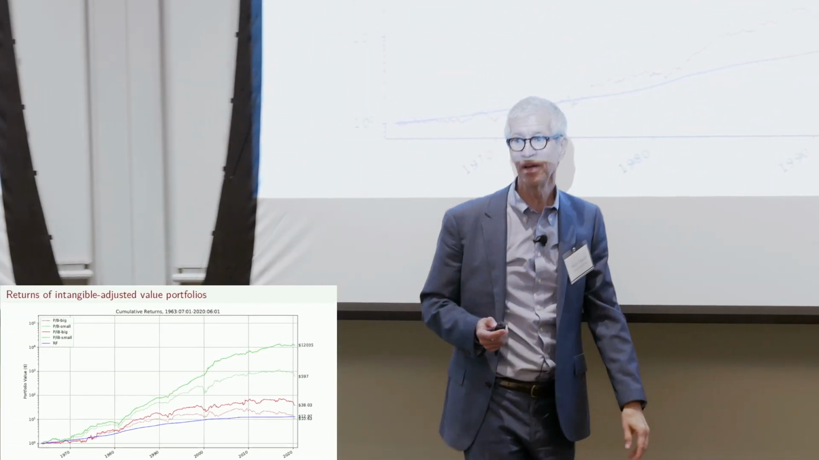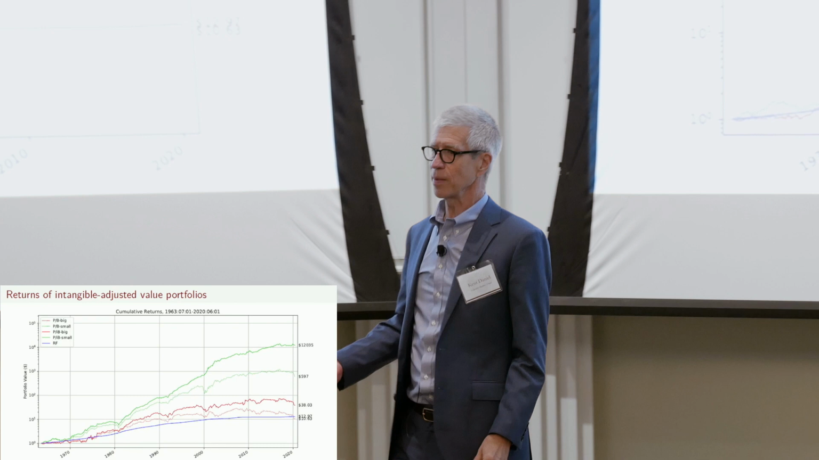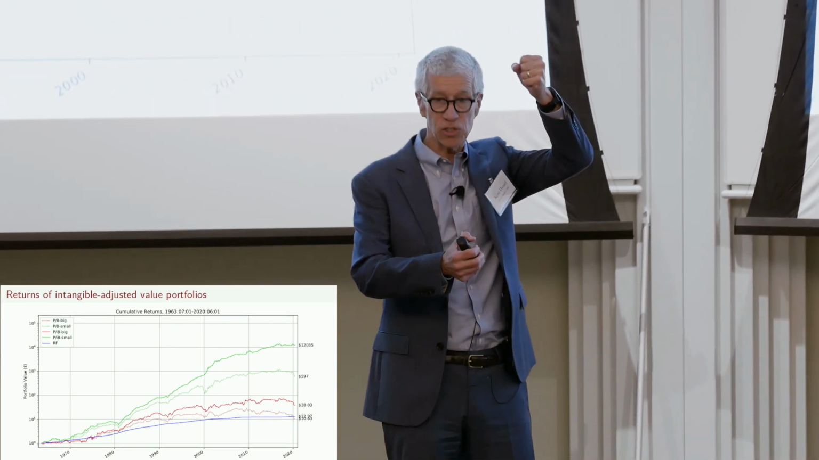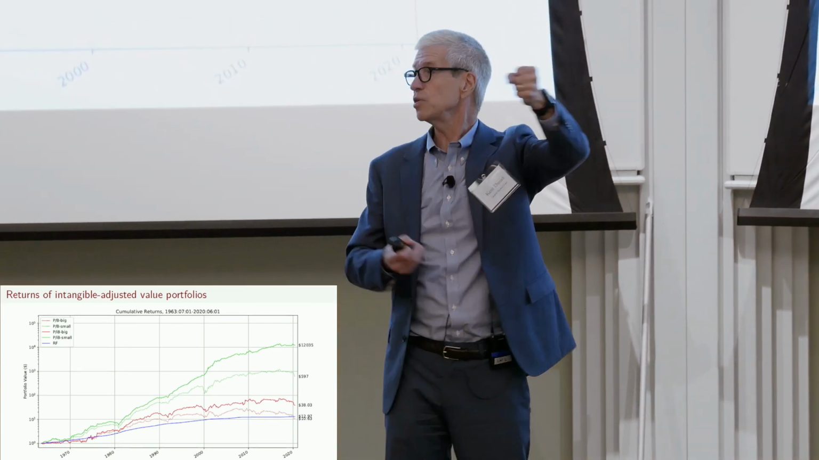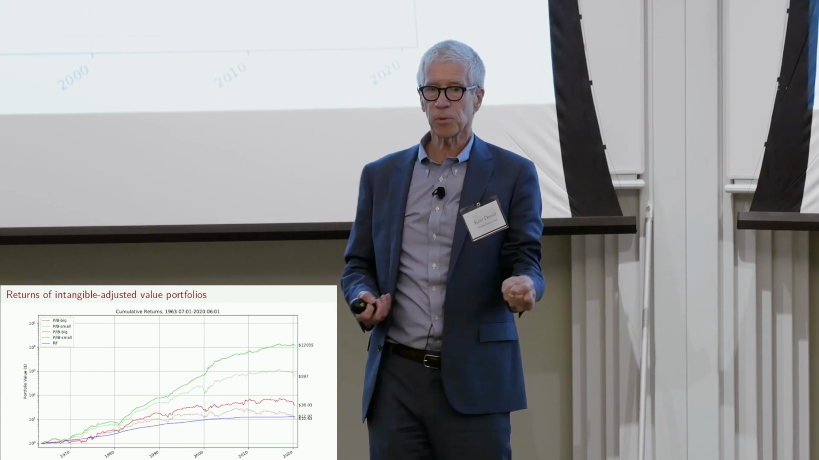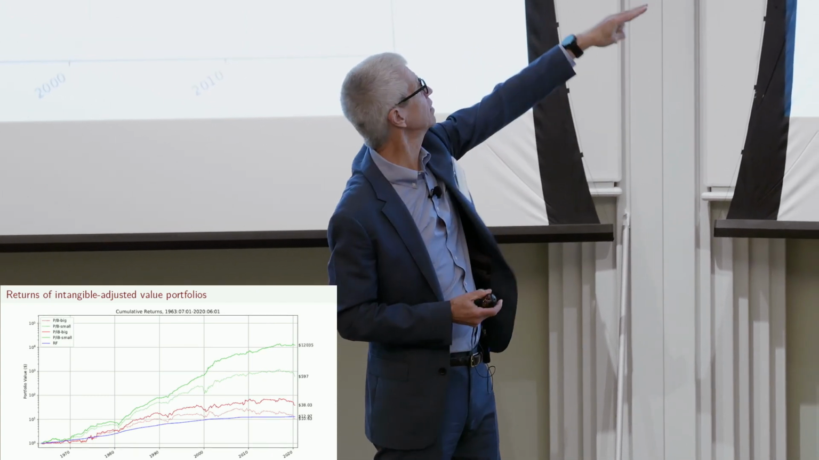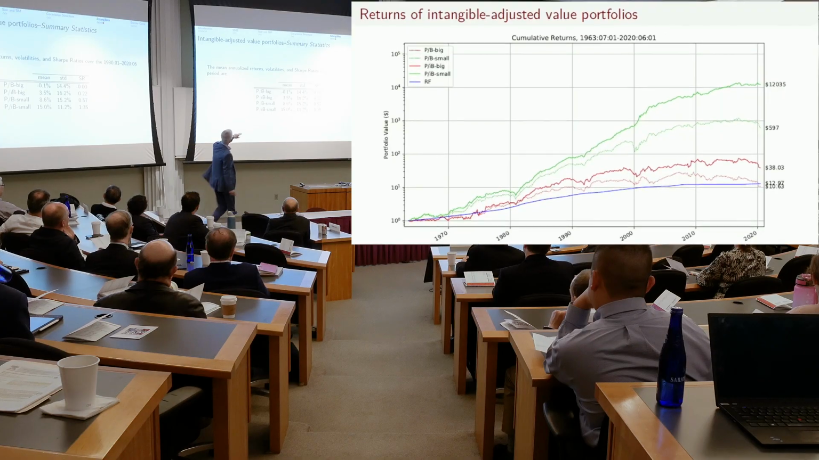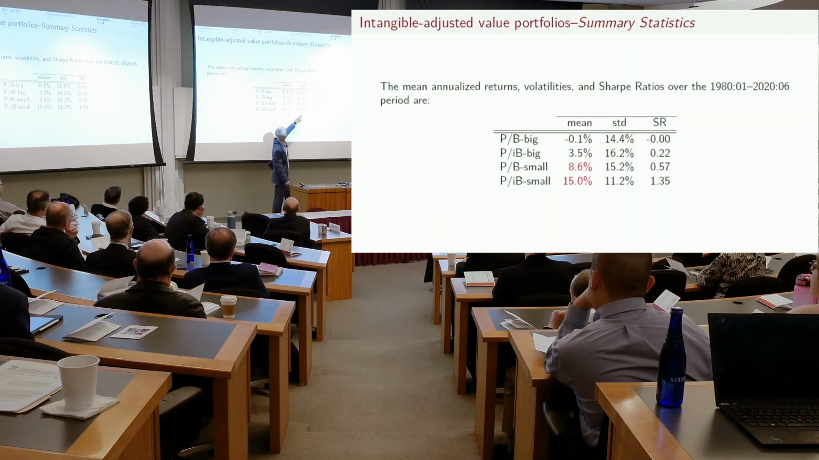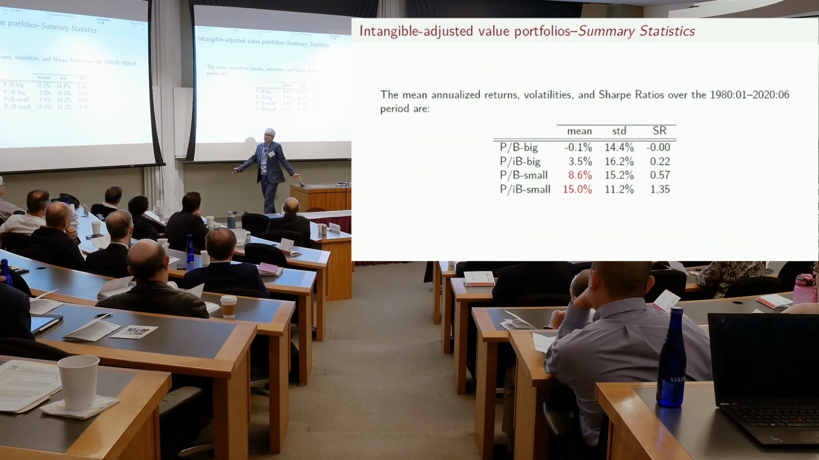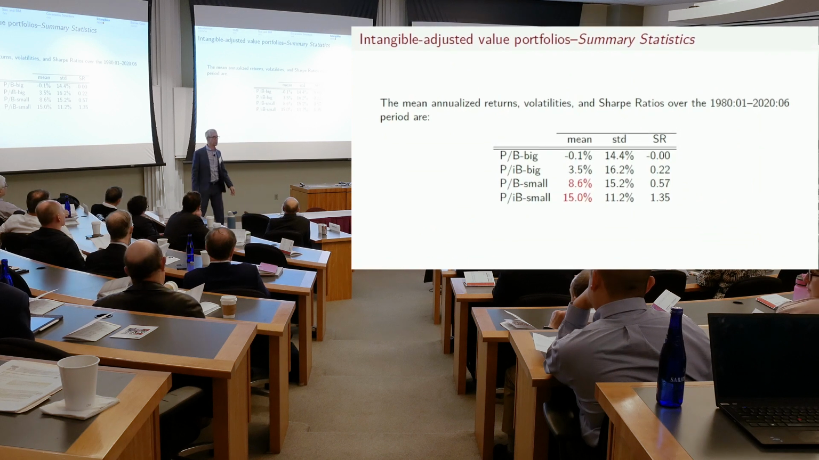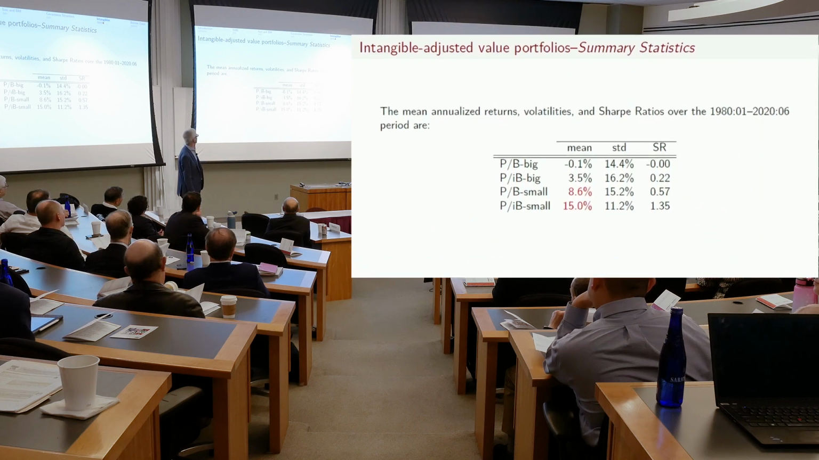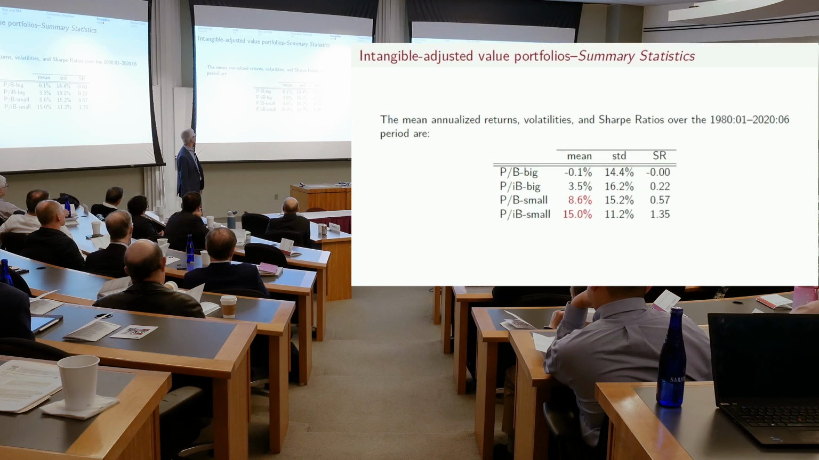Interestingly, this adjustment doesn't affect the large cap returns very much, but when you build a small cap book-to-market portfolio and take account of intangible adjustments, you get a really large increase in the expected return and in the Sharpe ratio. In fact, the t statistic over this period is about 5. So it's a really dramatic improvement.